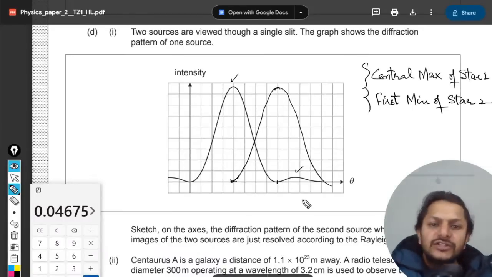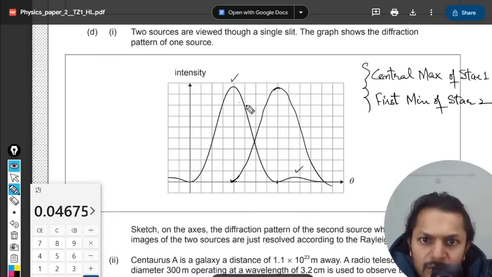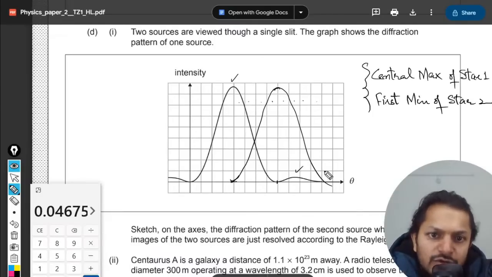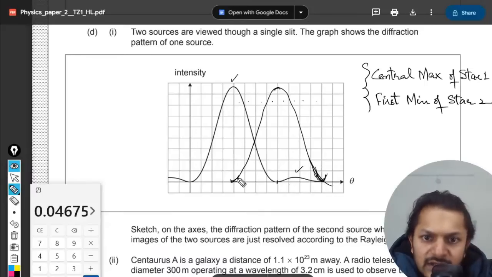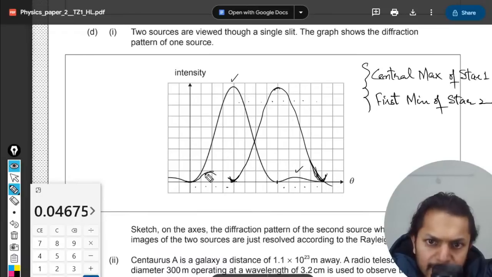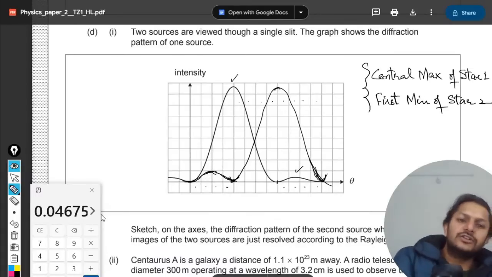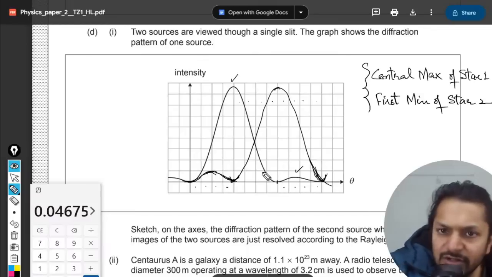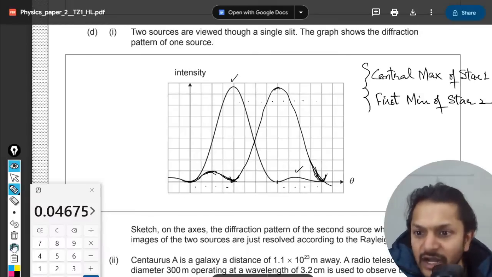Like this. So you can count 1, 2, 3, and 4. Here it will be the minima of this, and here the second minima, like this, and then 4, and then 1, 2, 3, 4. This will be another minima. Like this. So this is going to be the other pattern that will be drawn for the second star.